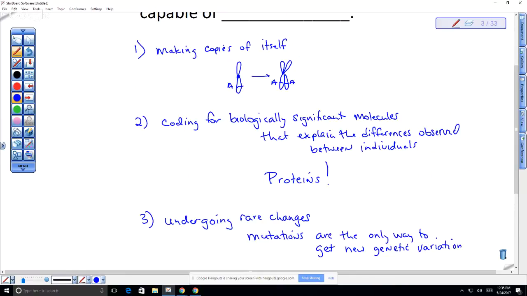Mutations are rare in that when our DNA makes a copy of itself, we have proofreading enzymes. They go through and proofread the DNA, but occasionally mistakes do not get corrected, and then we get mutations happening. So the genetic material has to be able to produce rare, random changes. And I'll explain how it does that in a little bit. Okay.